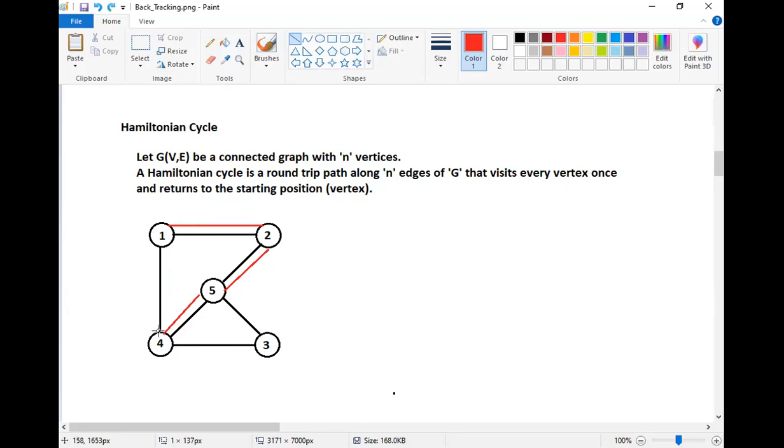4 is the dead end because from 4 I can reach 1, but in this direction I cannot proceed. But where else can I go? From 4 to 3 I can go. Now from 4 I can come to vertex number 3.